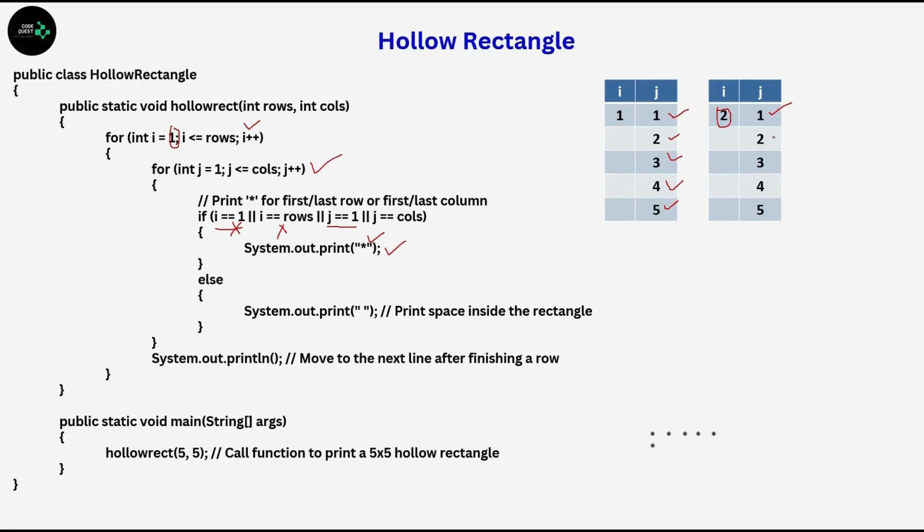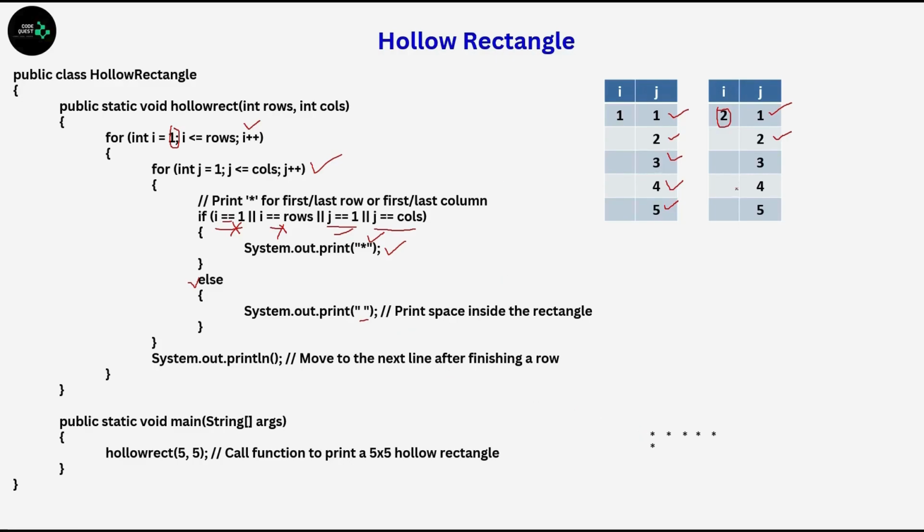Now the next time, the j becomes 2. So now you can see this condition already failed. I equals rows also does not match. J equals 1 also does not match. And even j equals columns also does not match. So none of these conditions matches. As a result, the else part will execute and it is going to print a space here.